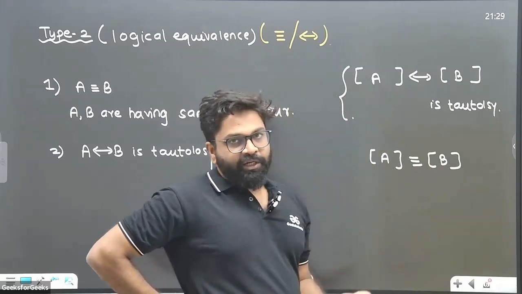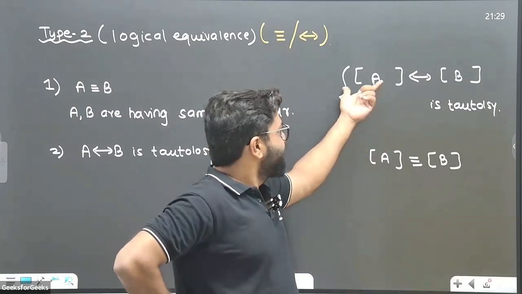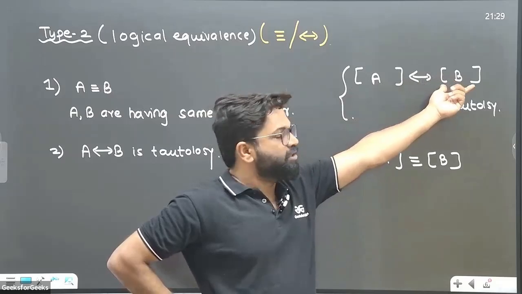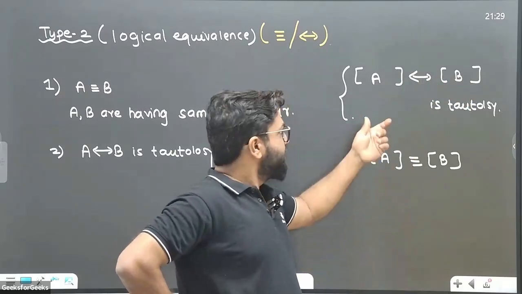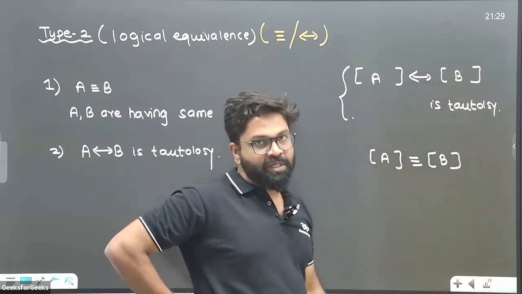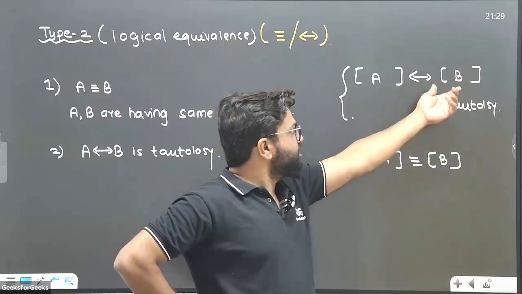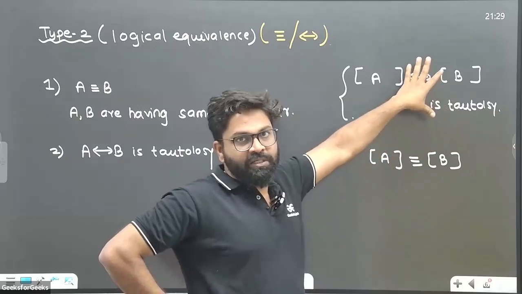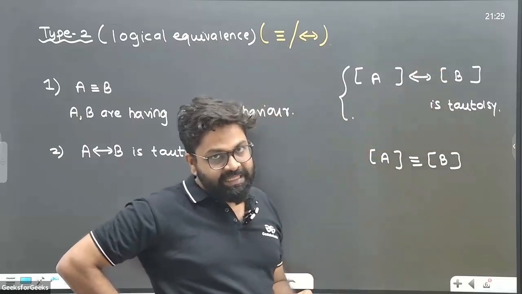In type 2, what kind of questions can you get? You will have one expression, a double implication, and a second expression. So here you will have expression A, double implication, expression B. So expression A double implication expression B is a tautology. Suppose they ask some questions like this.